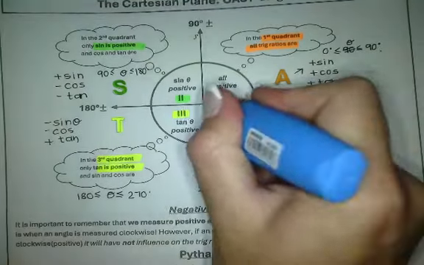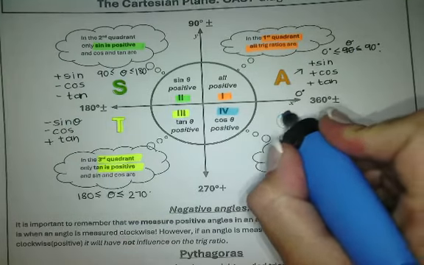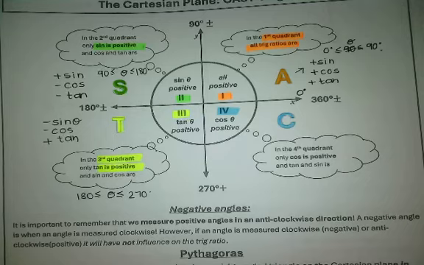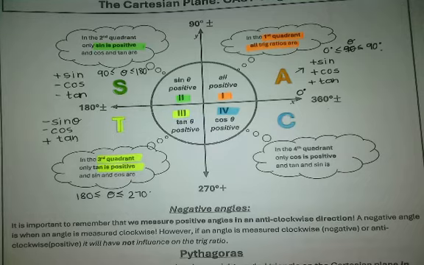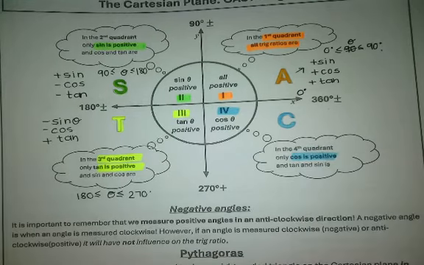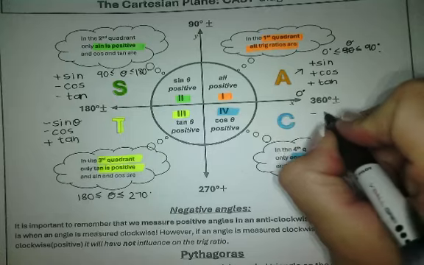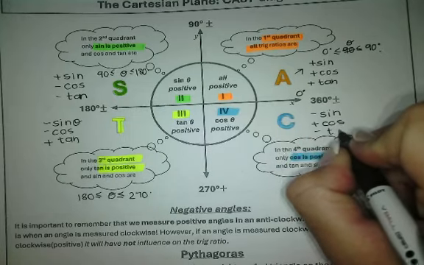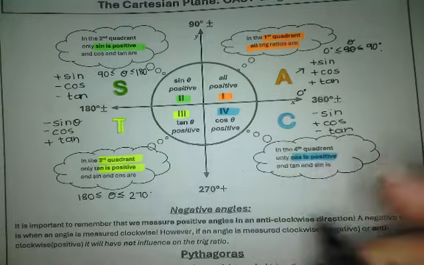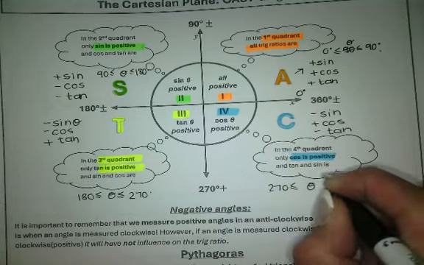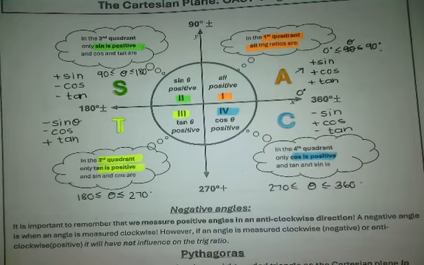Lastly, quadrant 4 is bottom right hand corner. It's the C in CAST. And that C tells me that cos is the only one that's positive. The rest are going to be negative. So we've got sin that's negative, cos that's positive, and tan that's negative. We also know that in this quadrant, theta lies in between 270 and 360.